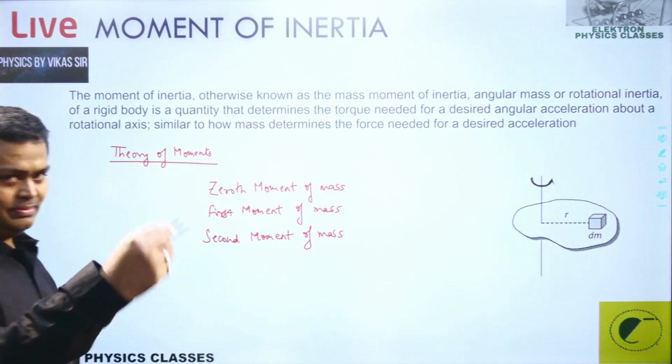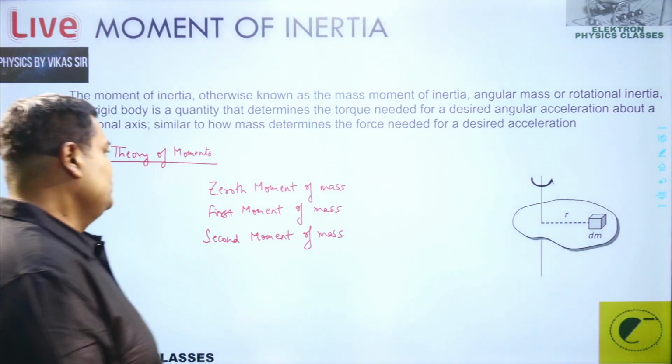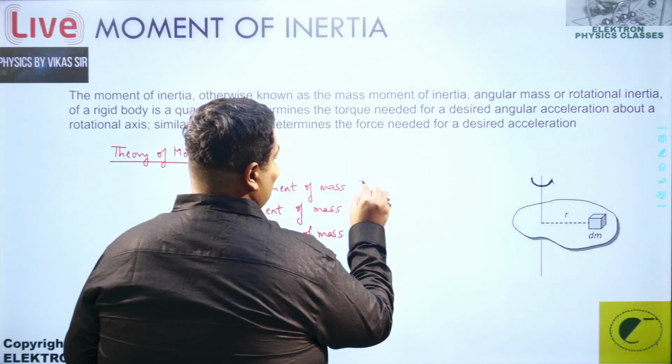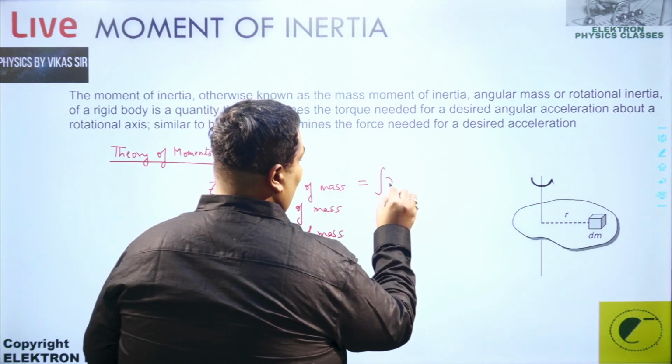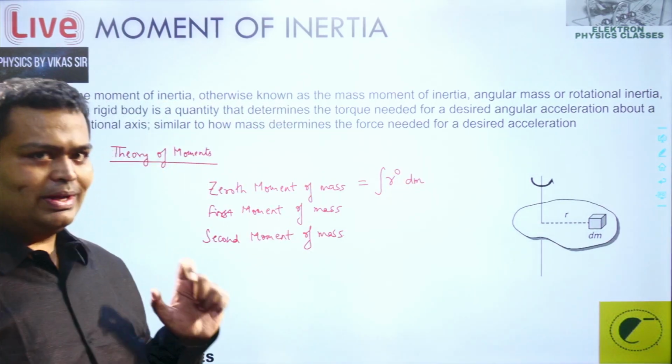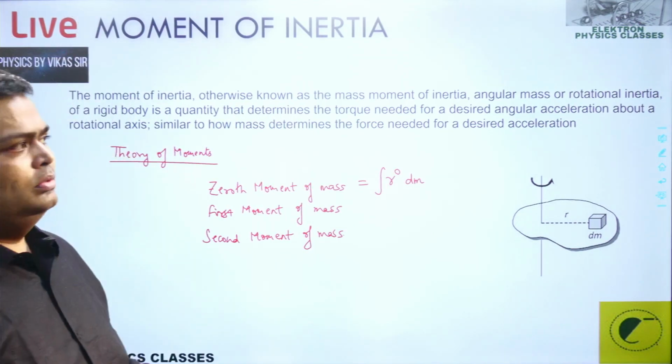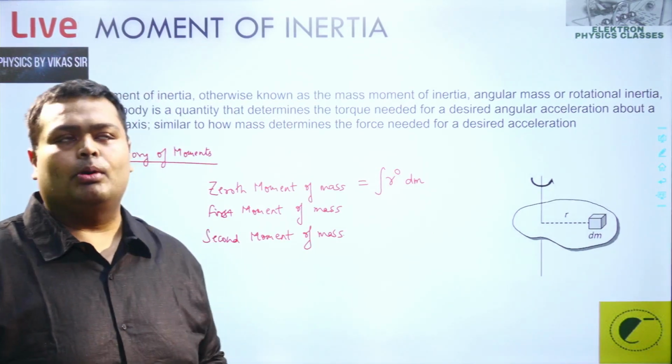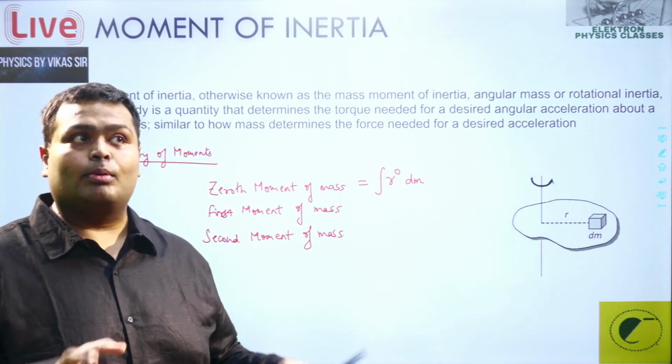M-O-M-E-N-T, moment. Now how do we write it? We write the zeroth moment of mass as equal to basically the integral of r power 0 dm. The power of r is 0. That means you are only dedicated to the mass and you are not dedicated to its position.